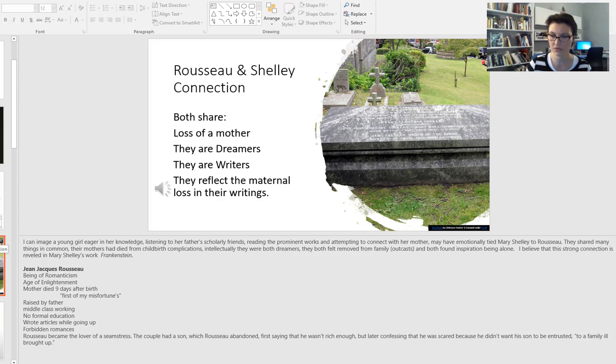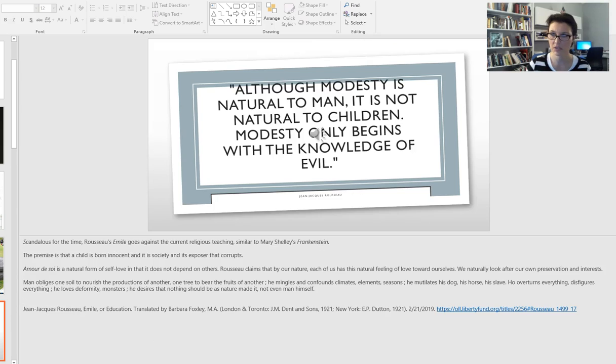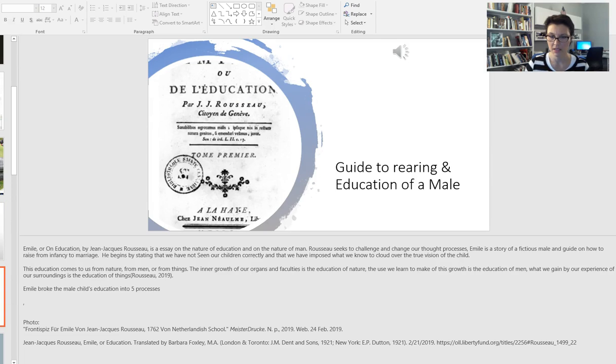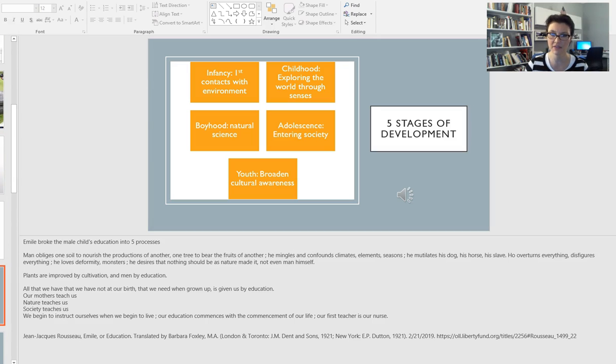So let's see. Here, you're giving more information about Rousseau. And then here's more information about Rousseau. So all of this, you've got the stages of development. So I'm not sure why you've even brought Shelley in yet.